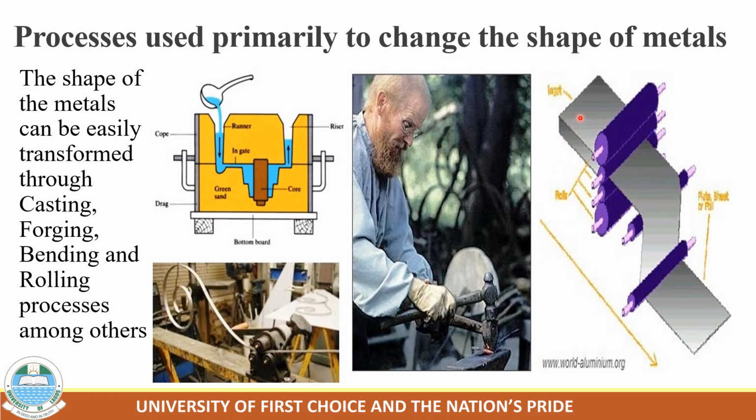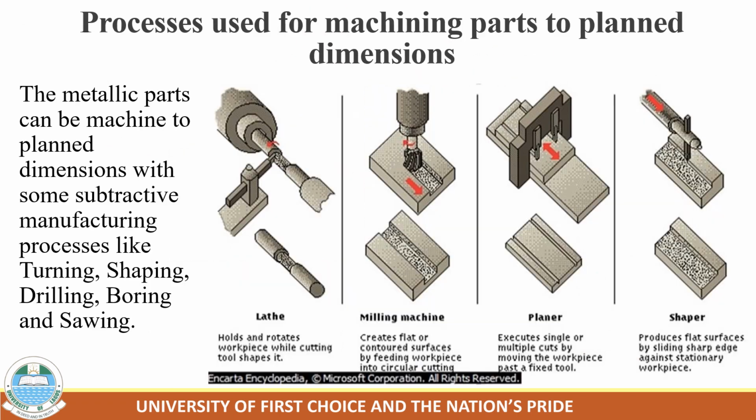You see the stock material here, and it is rolled, compressed down to form a sheet metal. This is how sheet metal is formed. So all these processes are referred to as processes used primarily to change the shape of metals. Are we together? Next one is processes used for machining parts to plain dimensions.